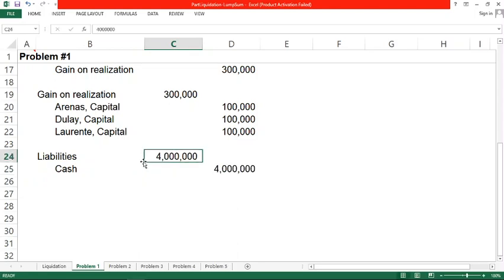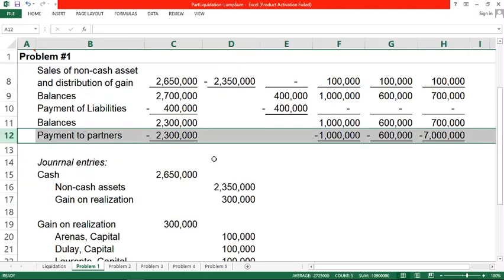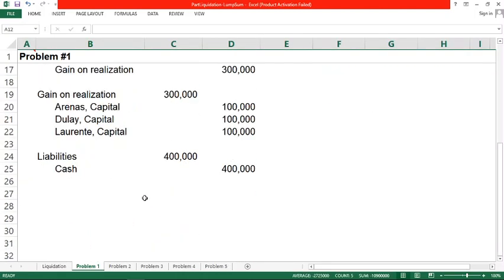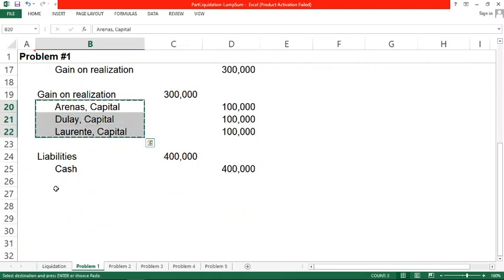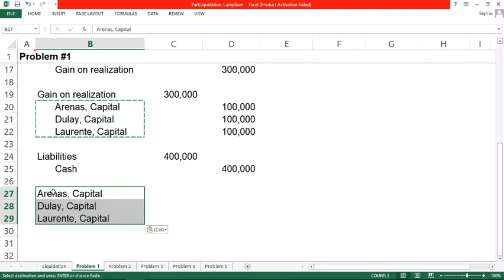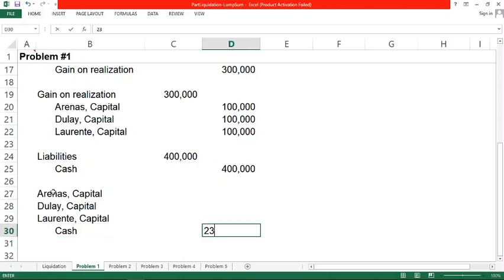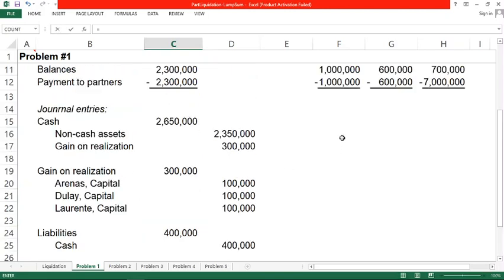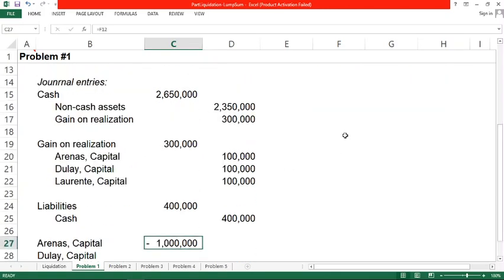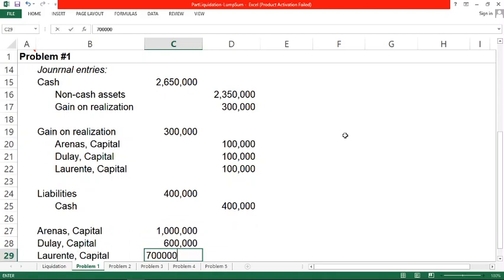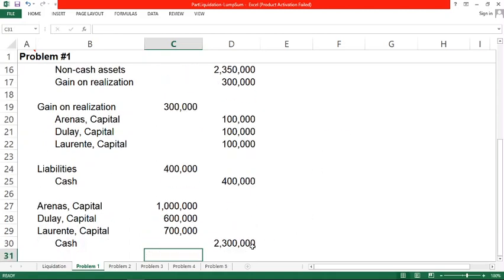And then, after that, what did we do next? We distribute the remaining cash to our partners. So we have here these three partners. And then we distributed cash in the amount of 2.3 million. 1 million for Arenas. Okay. 600 for Dulay, 700 for Laurente. The total of 2.3 million.